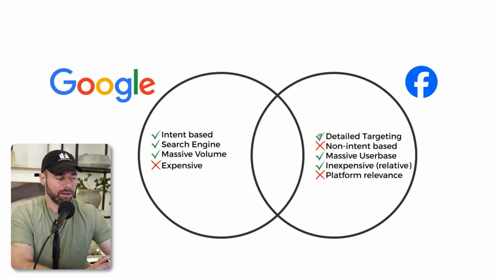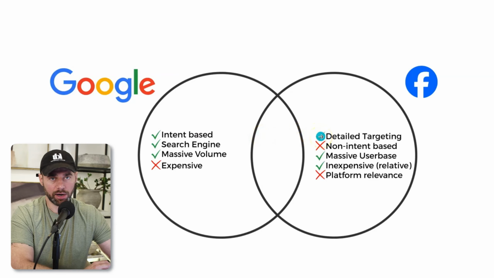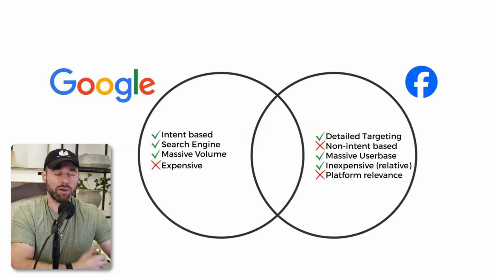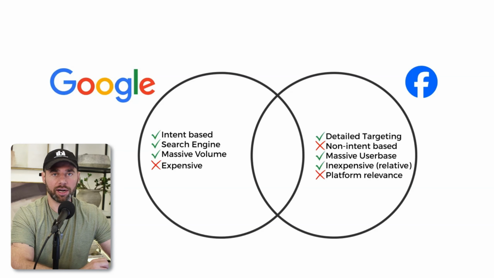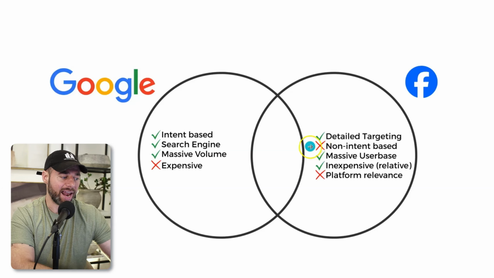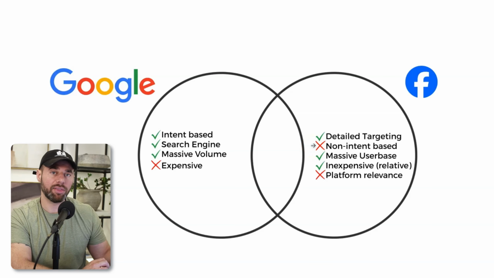But on the Meta side, we have detailed targeting. You may not know this, but that's why Google tried to launch Google Plus, because of the detailed targeting aspect. They wanted that. They knew that you could gather a lot of information in a social network, and therefore you could more readily target people specifically that fell within a desired audience for your specific business. That, however, on social media means that it's non-intent based, meaning you're not searching in Facebook for services or products more than likely, unless you're going to Marketplace. But more often than not, it's non-intent based. So you're interrupting their behavioral pattern on social to show them an ad for whatever it is you're selling.